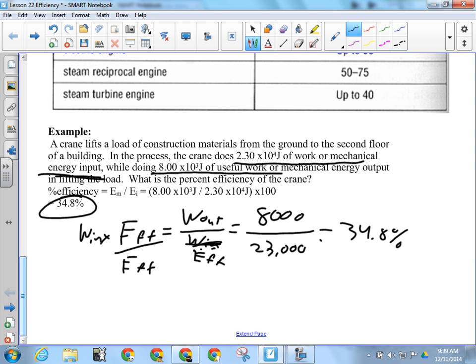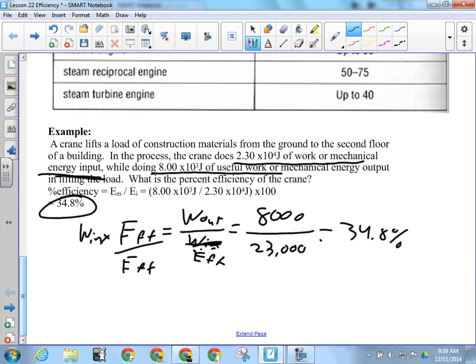Okay, think about this, guys. Is efficiency always going to be a decimal? Because we're not going to do the multiplying by 100. This would be 0.348, right? So if I divide 8,000 by 0.348, will I get a bigger number? Yeah, when you divide by a decimal, you always get a bigger number. So that would give me the work input. All right with that? Okay, so for manipulation, that's what we would do.